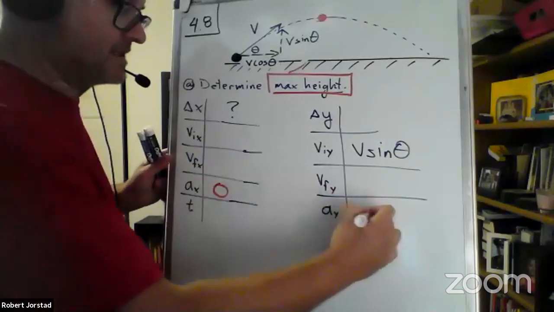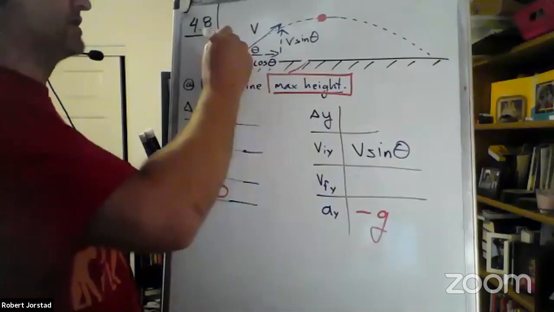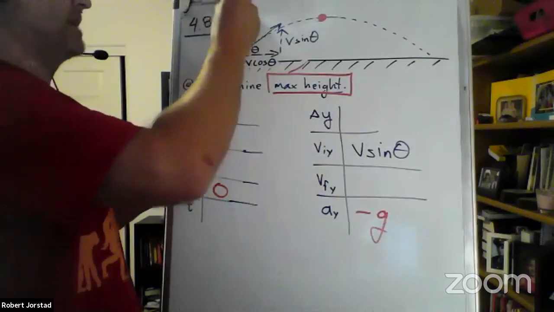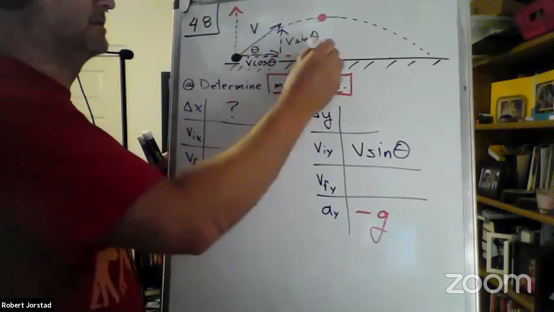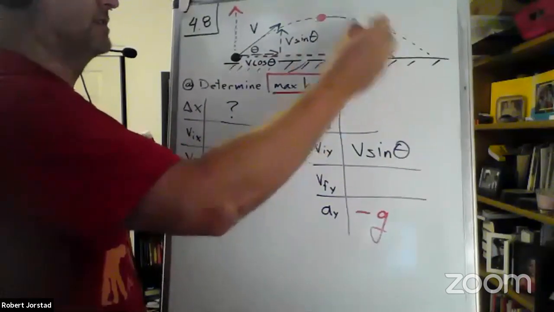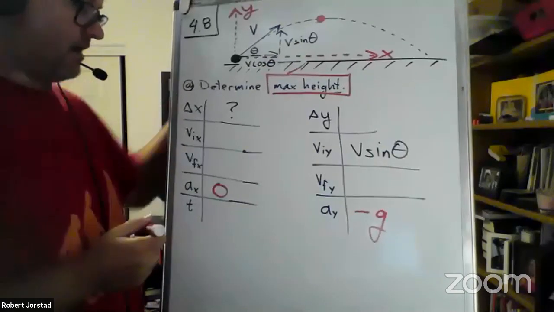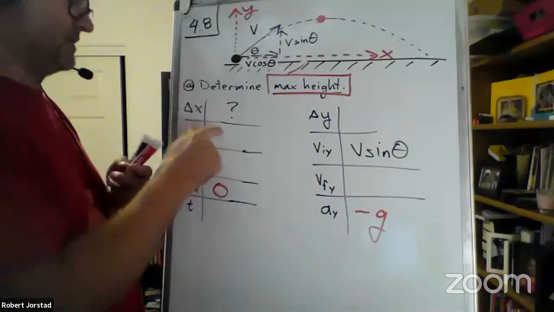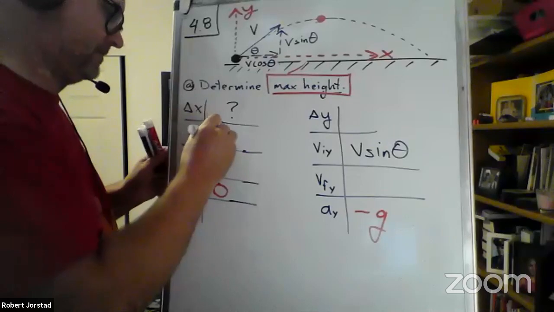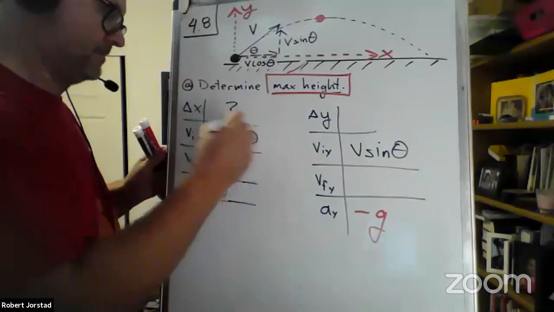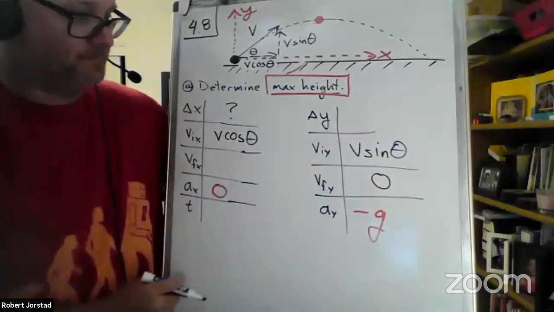So yes, a sub x is 0, a sub y is negative g. We're assuming that this is kind of our coordinate system. That's our y direction. This is our x direction. Those are the assumptions. All right. Oh, I think you told me this was v cos already. What's v final x? I don't know. Oh, go ahead. I would think v final y is 0? Yeah, because we're at max height.